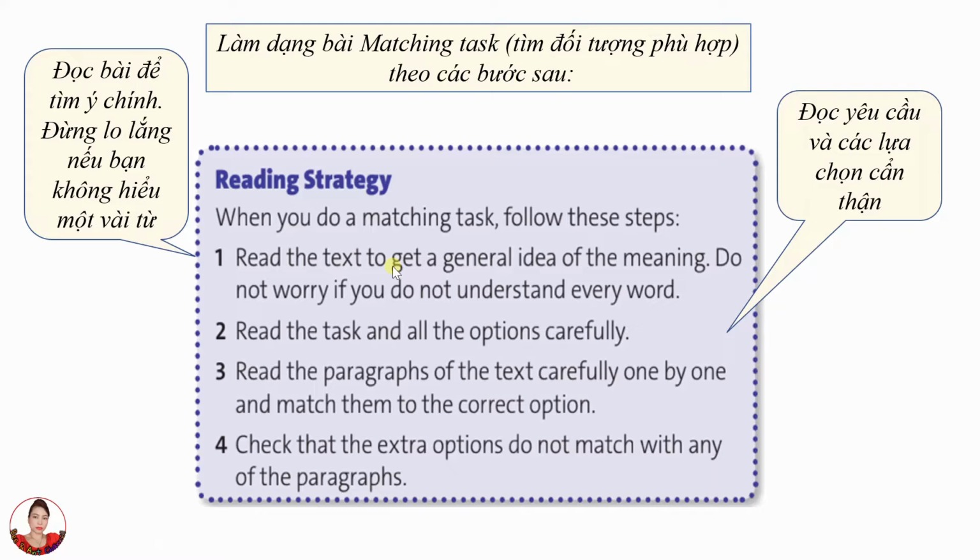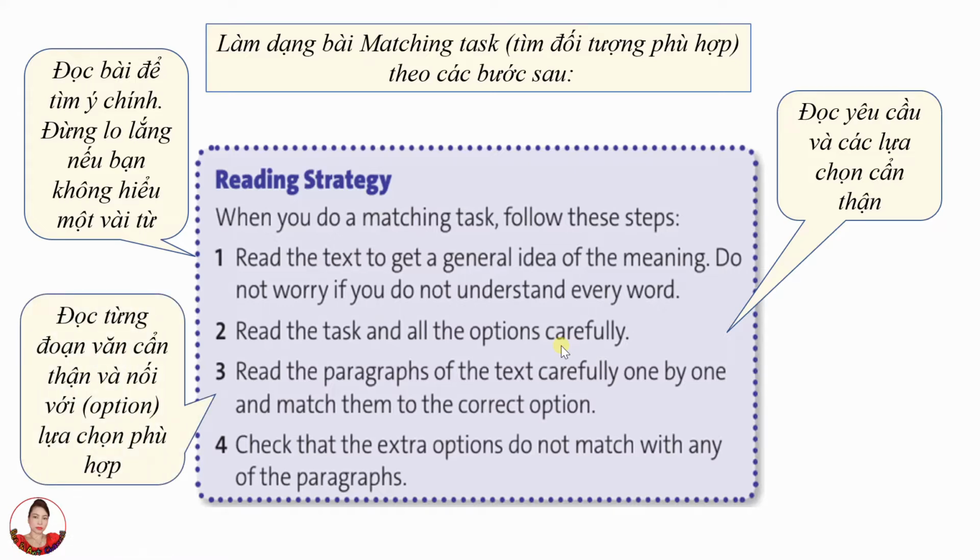Number 2, thứ hai là chúng ta sẽ đọc cái yêu cầu của bài hay cái nhiệm vụ của bài và những phần lựa chọn, gọi là text and option. Text là những cái phần lựa chọn. Thông thường thì phần lựa chọn người ta sẽ cho nhiều hơn số lượng đoạn văn của bài đọc.